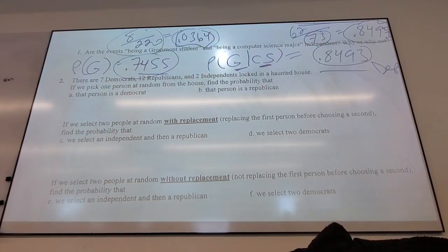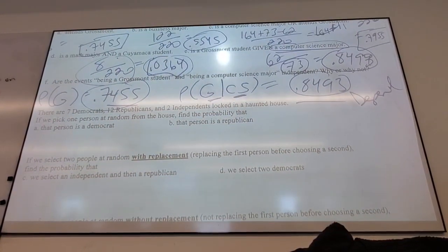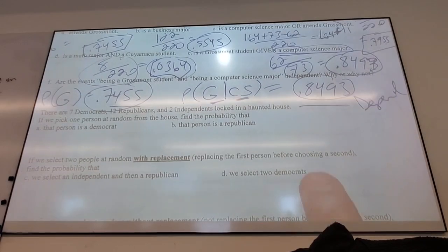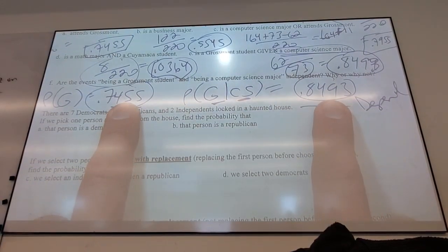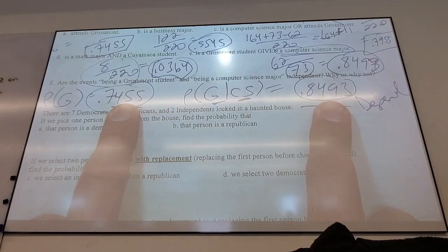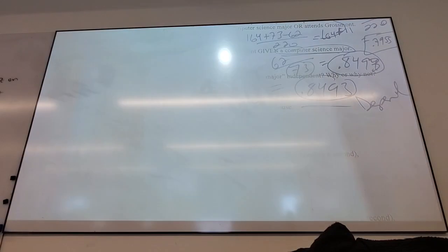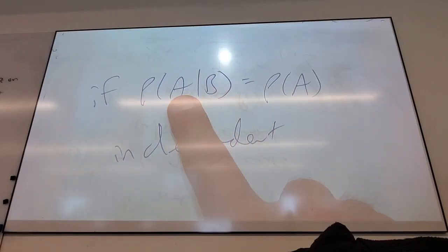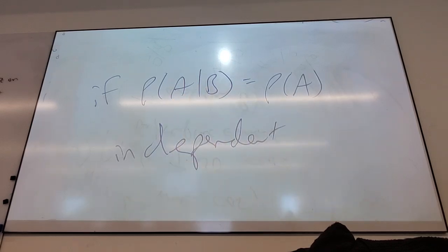So did you say that if they are the same, they're equal? If these would have come out exactly the same, then they would have been independent. Because again, if B happens and A doesn't care, they are independent. Okay.